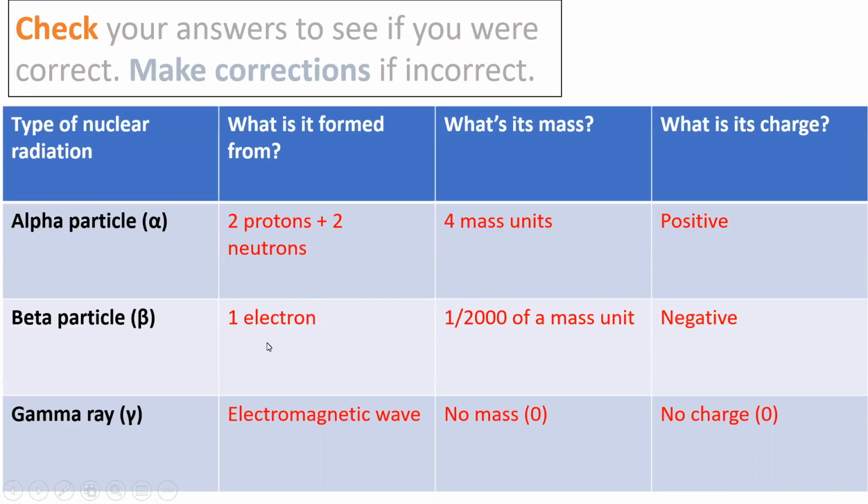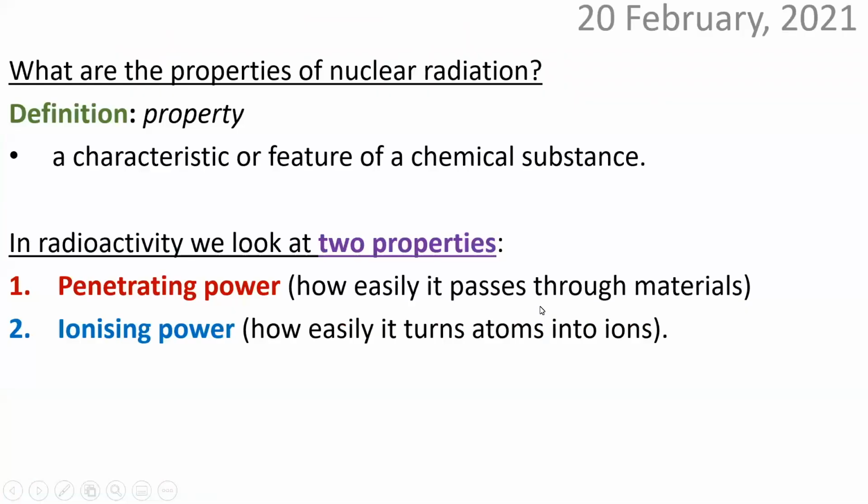And the last one, the one that can catch people out, is a gamma ray. It's an electromagnetic wave. It's not a particle. It has no mass because it's a wave. It has no charge, so neutral.